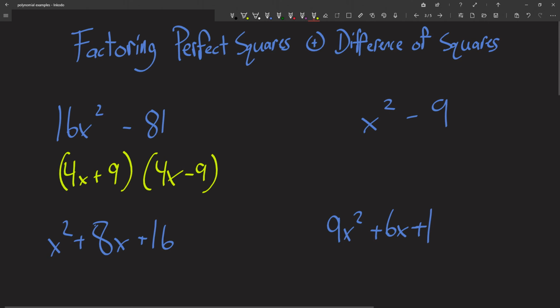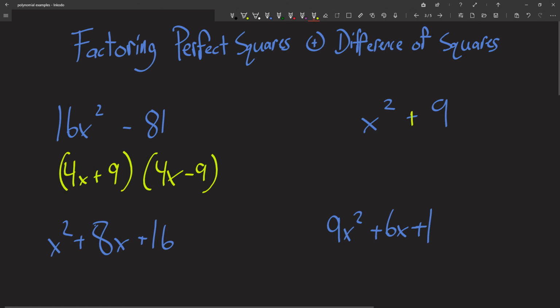You can check this with FOIL. You can do it more slowly if you like, but the key was noticing that these are squares in the first place. Same thing, x squared minus 9. X squared is obviously a perfect square. That's what it's written. And 9 is a square of 3.